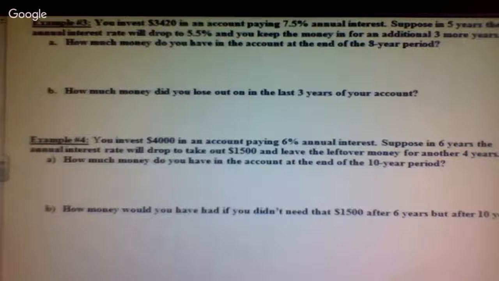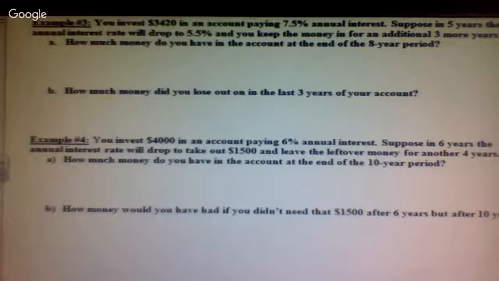Your formula is not going to change for example 3 and 4, but you have to be careful about what they're saying. So now we're investing $3,420 into an account that pays 7.5% annual interest. Suppose in 5 years, the interest rate is then going to drop to 5.5%, and you keep the money in for an additional 3 more years. How much money do you have at the end of the 8-year period?